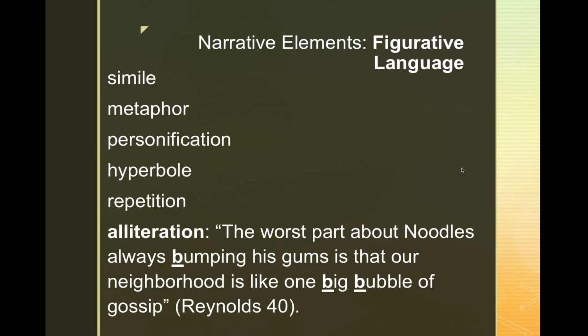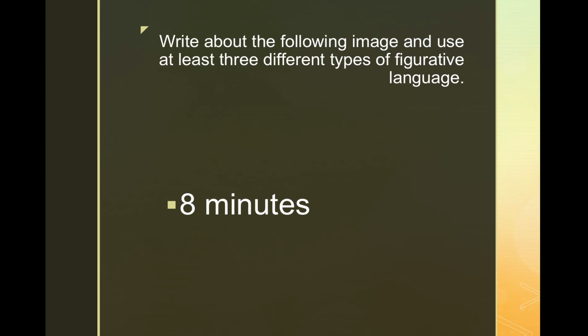So these are just some examples of figurative language that you can use within your own writing to make it stronger for the reader. So what you're going to do is write about the following image, and you're going to use at least three different types of figurative language, so three from that list. You're going to set your timer for 8 minutes to write about the following image.